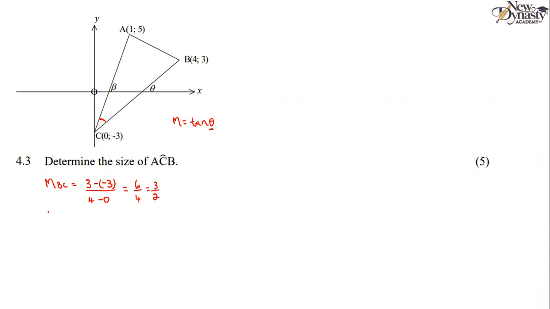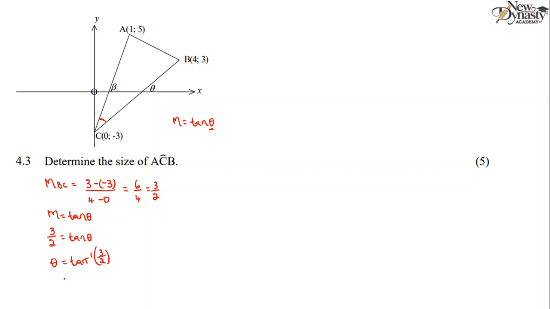Now we use this formula, m equals tangent of theta, so that we can calculate the value of theta. We know the gradient is 3 over 2, so we substitute the gradient: 3 over 2 equals the tangent of theta. Since we're looking for theta, we take it as the subject, and remember, you take the second function, or arctan, of that fraction, which is 3 over 2.